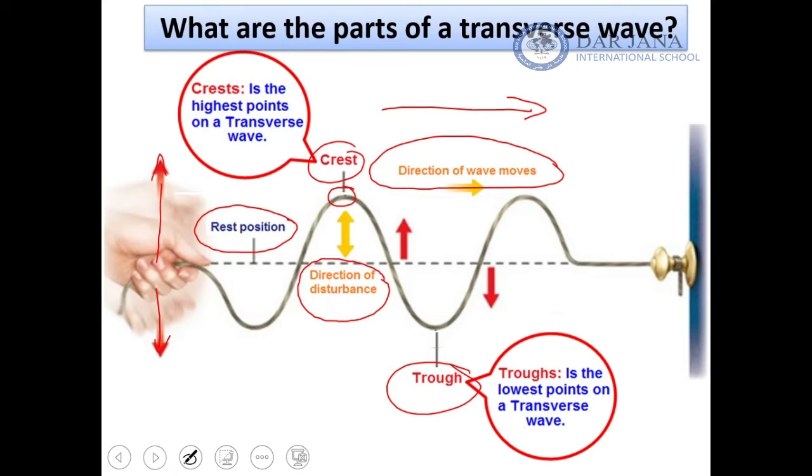Back again to the wavelength. Again, a wavelength can be measured from a point on this wave to the same point on the next wave. So it can be measured from crest to crest, or from trough to trough, or from the starting point of the wave to the ending point of a wave. In order to count one complete wave, it should have a crest and a trough. This is the complete wave.